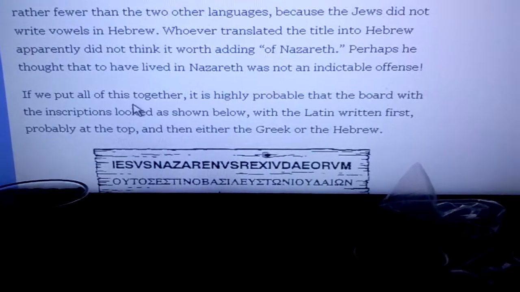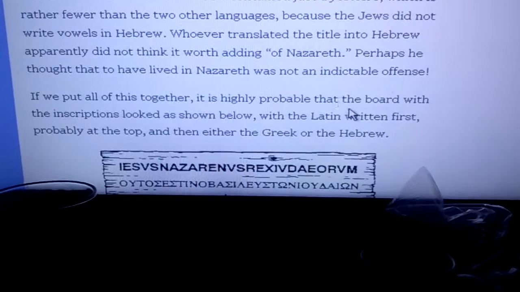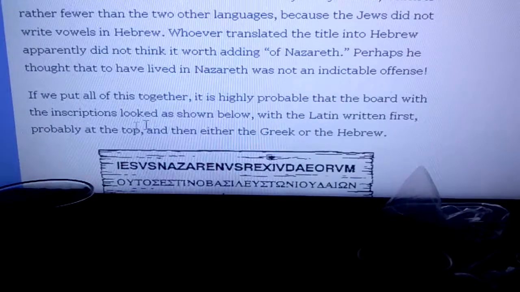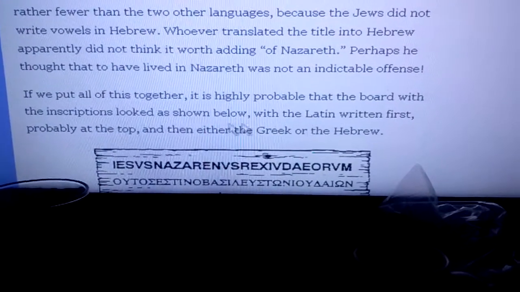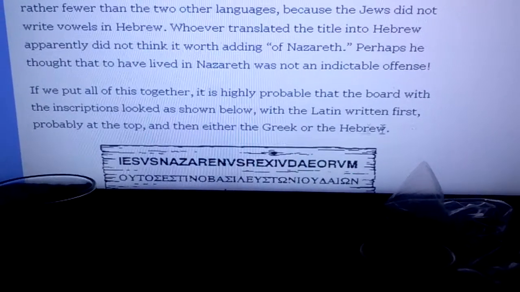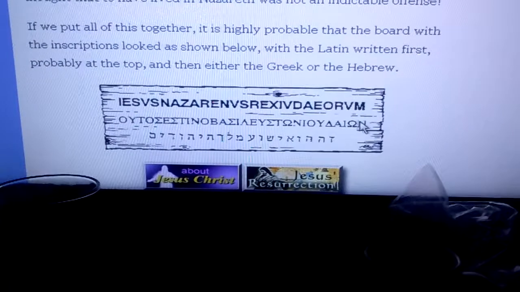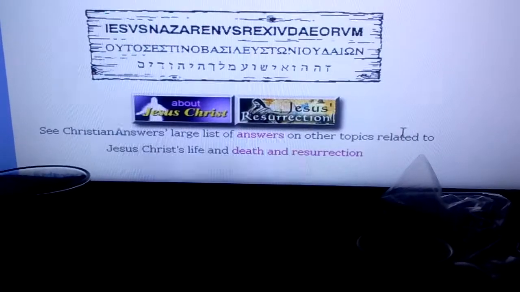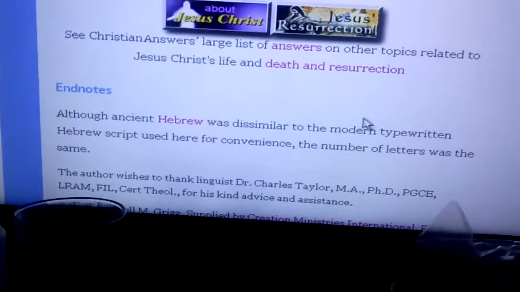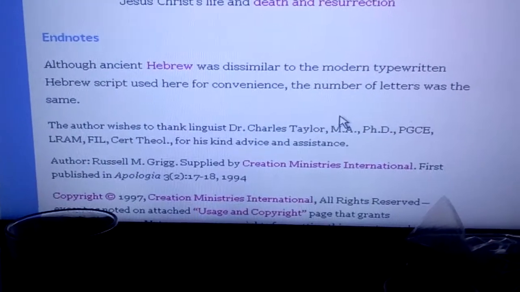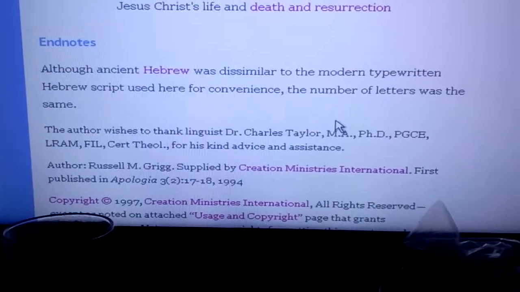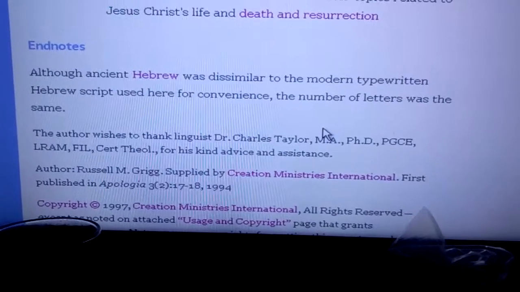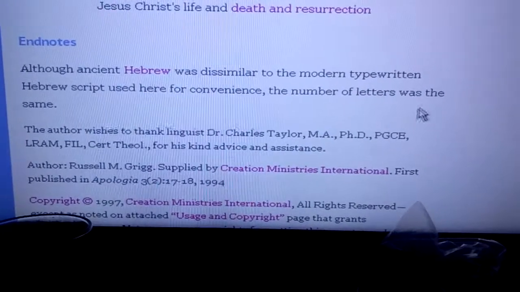If we put together all of this, it is highly probable that the board with the inscription looked like this below, with the Latin written first, probably at the top, and either Greek or Hebrew to follow. Although ancient Hebrew was dissimilar to the modern typewritten Hebrew script used here for convenience, the number of letters was the same.